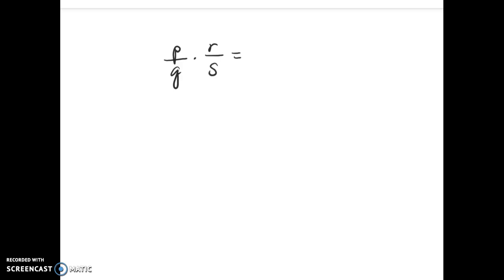Multiplication of it would mean I would multiply across the numerators and say Q times R, and multiply across the denominators and say Q times S. Now there's a stipulation that you cannot have 0 as the denominator, so Q and S could not be 0. It's very similar to multiplication when we do fractions.